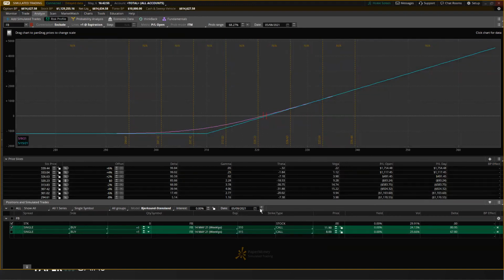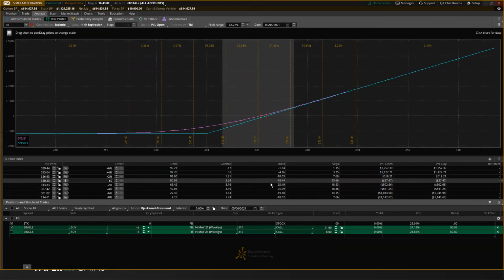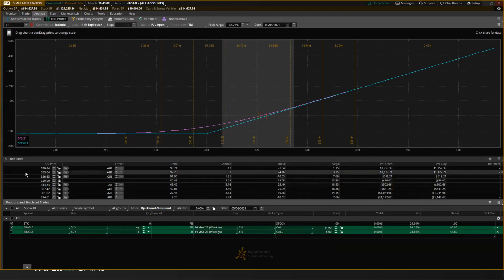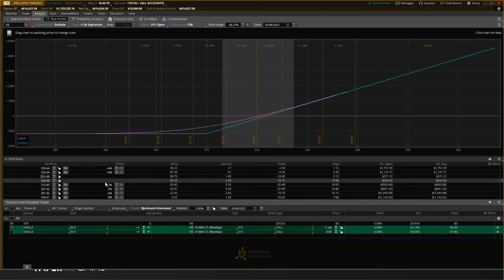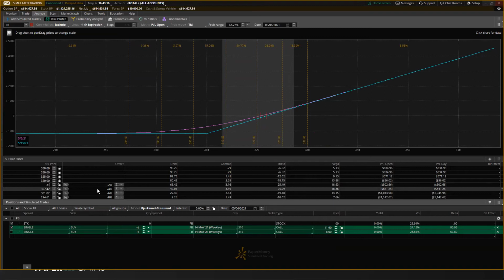Watch this. We'll go backwards. This is today at 320. Let's watch at the money. Actually, let's make this clean. 320, 325, 330, 335.